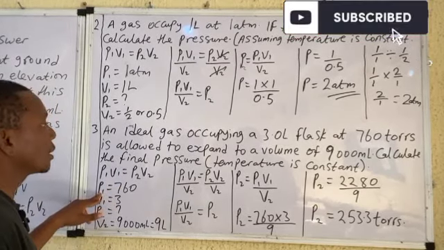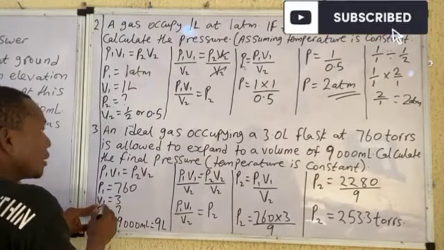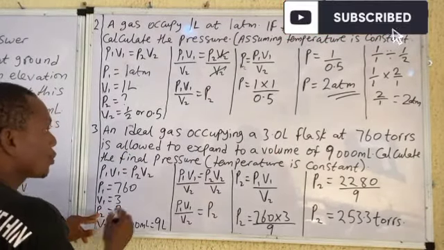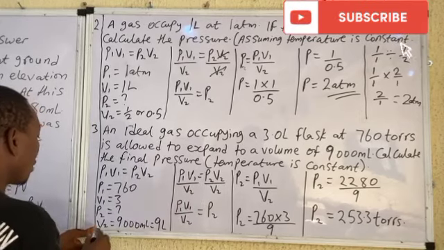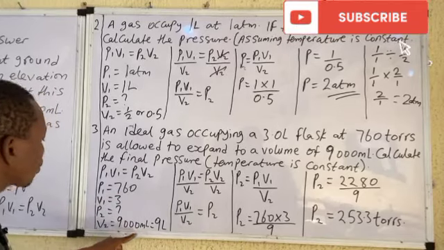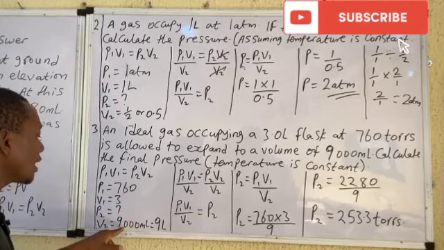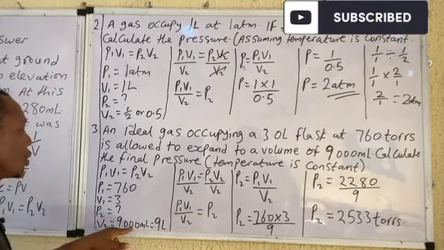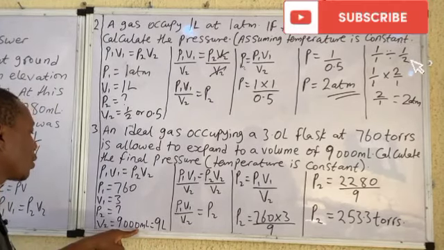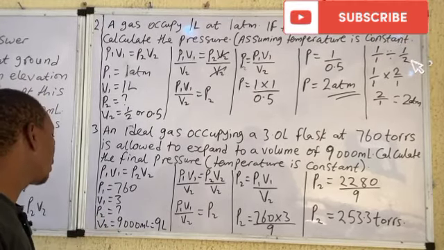So what is our P1? The initial pressure. That is it. What is our V1? This is it. What is our P2? Our P2 is not given. That's what they asked us to calculate, the final pressure. And what is our V2? Our V2 is 9,000 milliliter. Now remember, this unit is different from this unit. Here it was given as 3 liter, here as 9,000 milliliter. In order to convert milliliter to liter, you divide by 1,000. So if you divide 9,000 by 1,000, you have 9 liters. So that's the conversion.